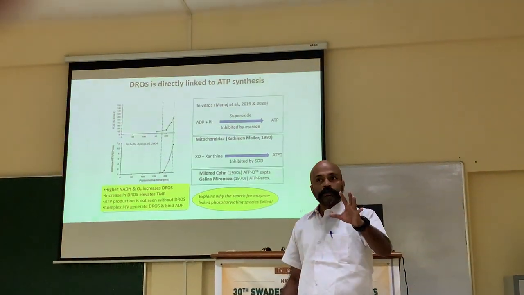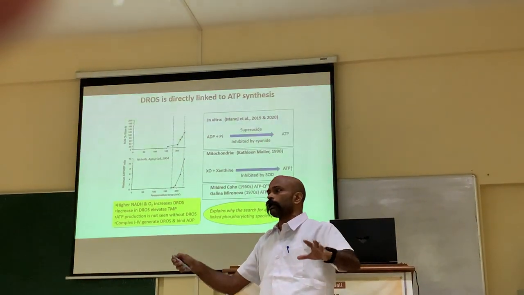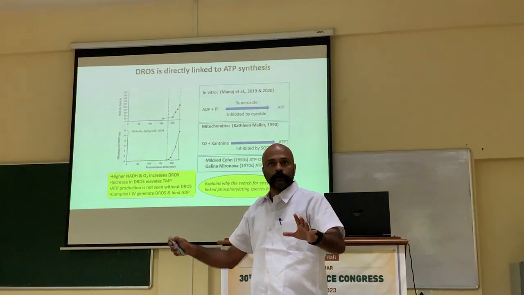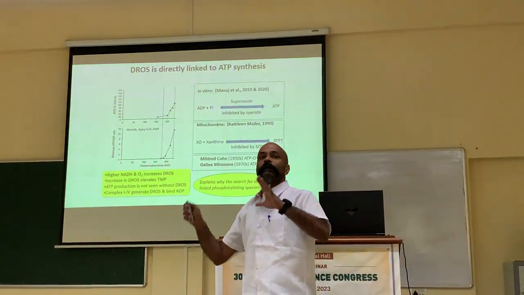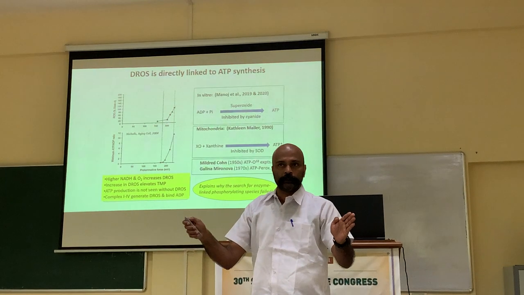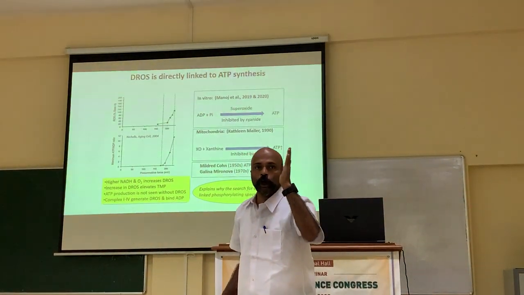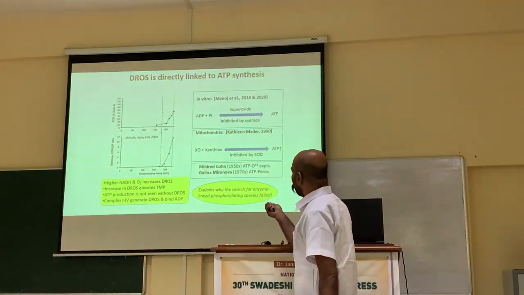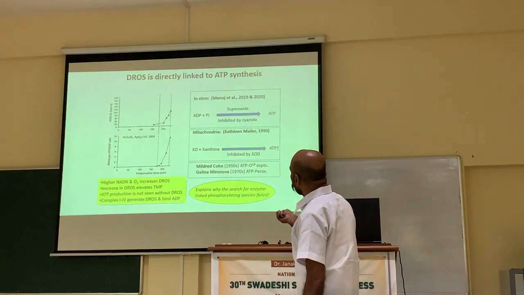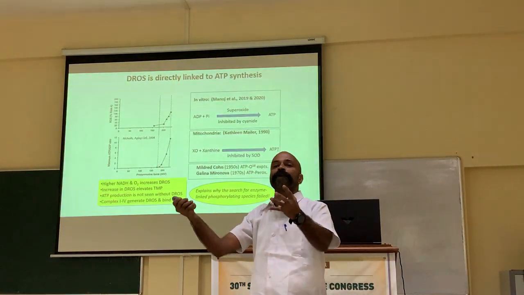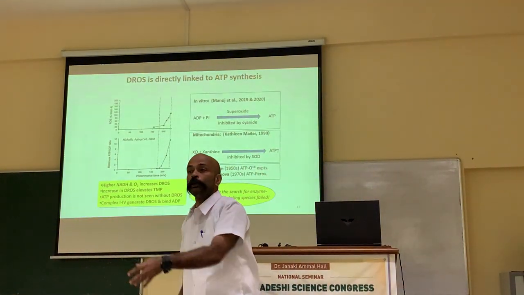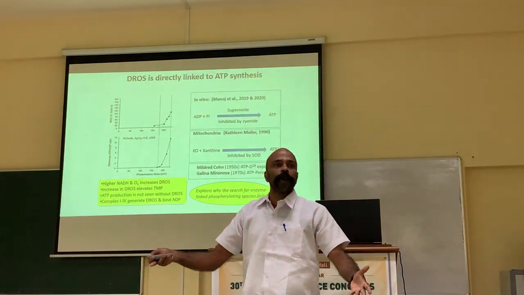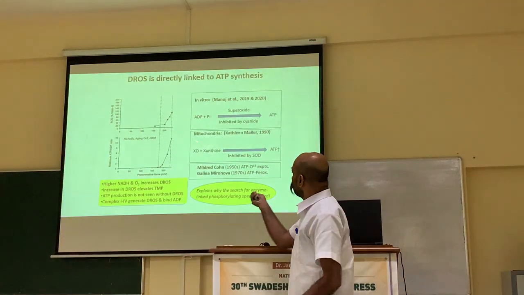So ROS currently in biomedical research is seen as an agent for aging, diseases, cancer, all that. My work has shown that it is a skewed perspective. It has a Dr. Jekyll and Mr. Hyde kind of personality. There is a good aspect of it, there is a bad aspect of it. So I showed that if you take ADP and phosphate, just add superoxide to it, you get ATP. You don't need anything other than that. It's a very facile thing.